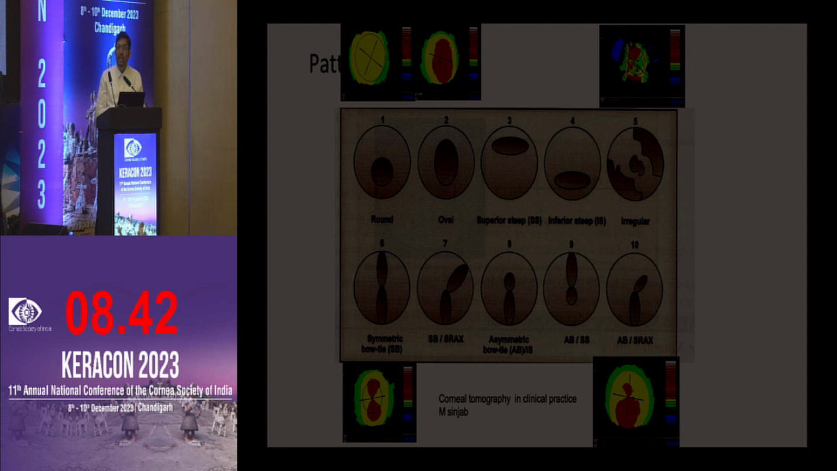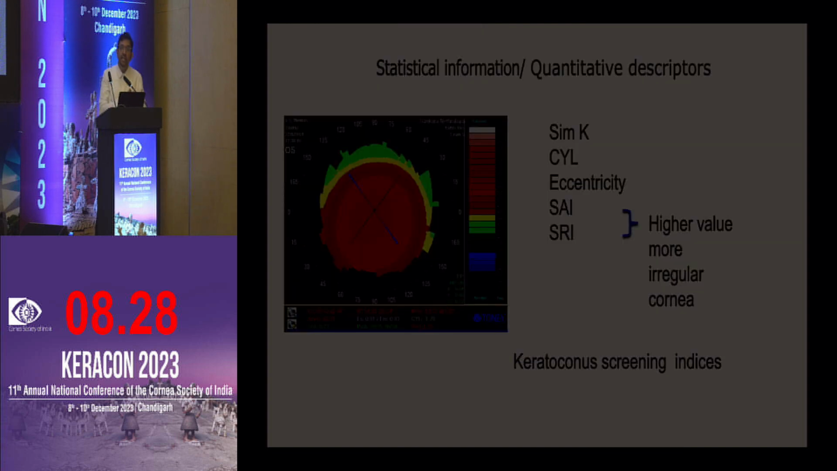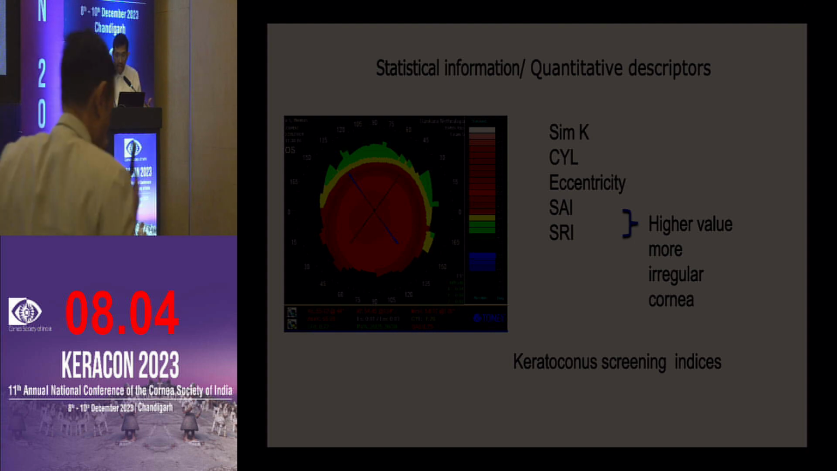Again, you need to look at the patterns. You can start off with a round or oval, an asymmetric or a symmetric bow tie. What you are looking at is skewing. If you have significant skewing, then that eye is more likely to have an ectasia. And then you come to the statistical information that is available in terms of the SIMK, SAI and SRI. It's important to know that if the value is higher, it indicates an irregular cornea. A PVA tends to give you, for that particular cornea, what would probably be the visual acuity that the patient can have. And we are lucky that we don't have to remember most of this, because most of the machines come with inherent indices which tell us that yes, there is a possibility or a likelihood of it being keratoconic.